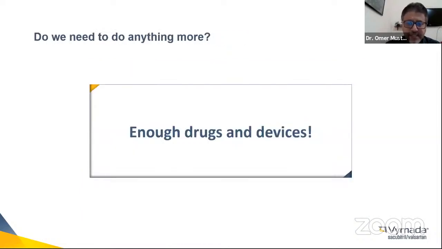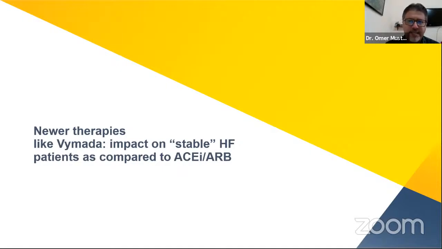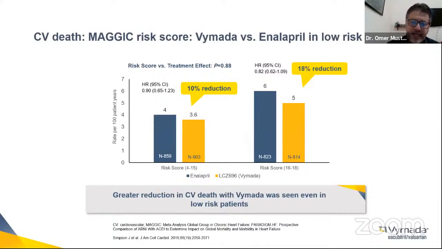So are these therapies enough? Do we need anything more? Yes, of course we need more, because patients will not do very well if we don't. Patients deserve better, and the sooner we act, the better for our stable heart failure patients. So what do we have in store to offer them? The answer is sacubitril valsartan, known as Vymada in India and Entresto in the international community. It has really modified the treatment of patients having stable heart failure, which is actually not stable, but heart failure with minimal symptoms.